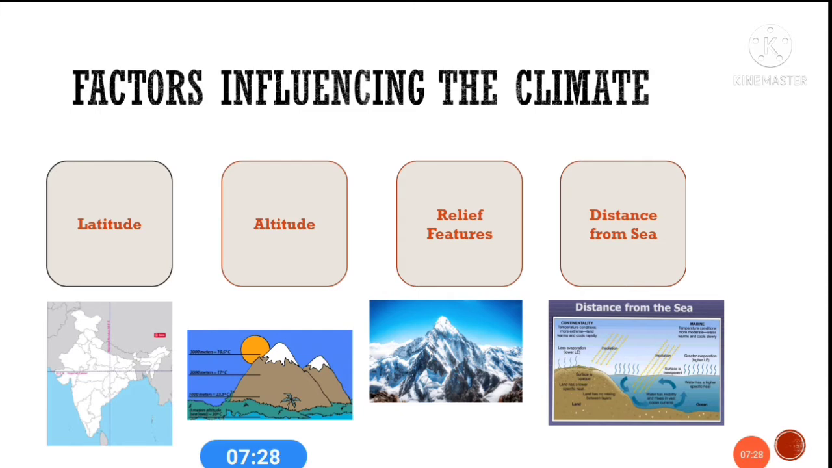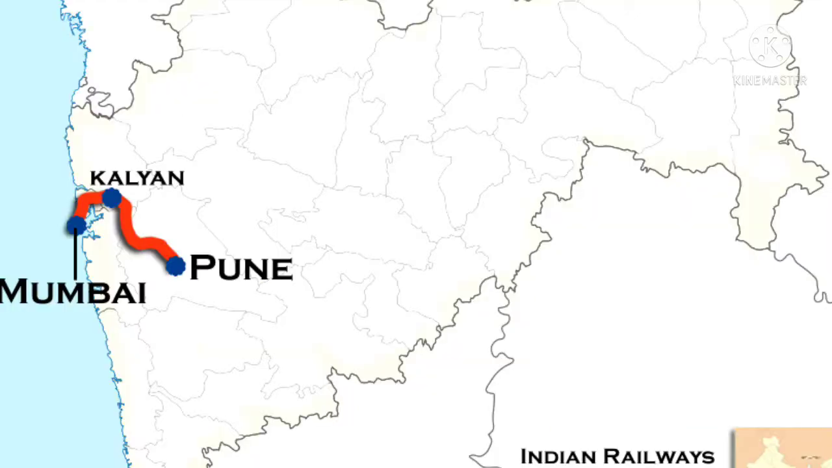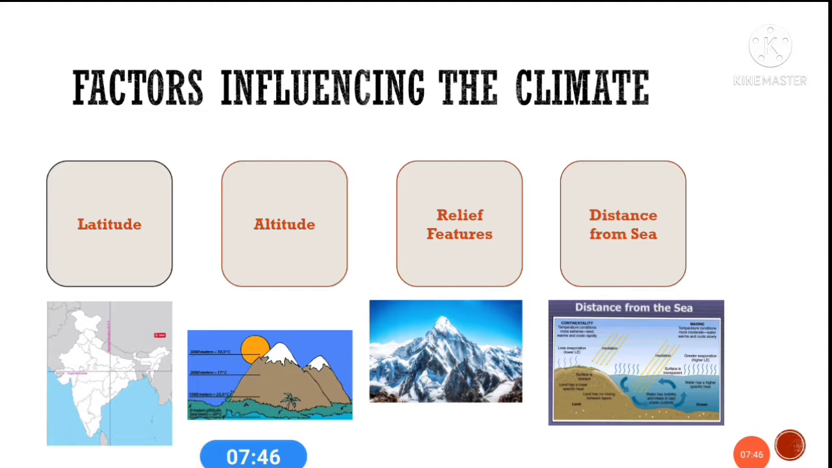We have one example for this: Mumbai, being on the windward side, receives higher rainfall, whereas Pune lies on the leeward side, due to which it receives less rainfall. Now the seas and oceans around India cause it to have a monsoon type of climate, which we'll be discussing in the next slide.